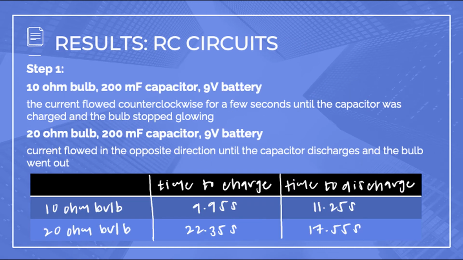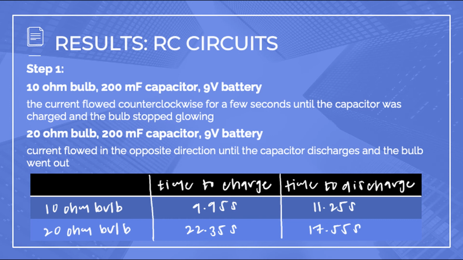In part 2 of this lab, we used batteries and light bulbs as resistors in order to charge capacitors. As the circuit ran, the 0.2 F capacitor became charged. We used different resistances of bulbs, the first being 10 ohms. It took 9.95 seconds to charge and 11.25 seconds to discharge. And then for the 20 ohm bulb, it took 22.35 seconds to charge and 17.55 seconds to discharge.